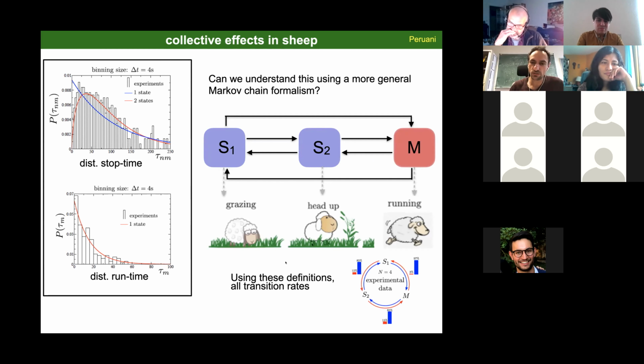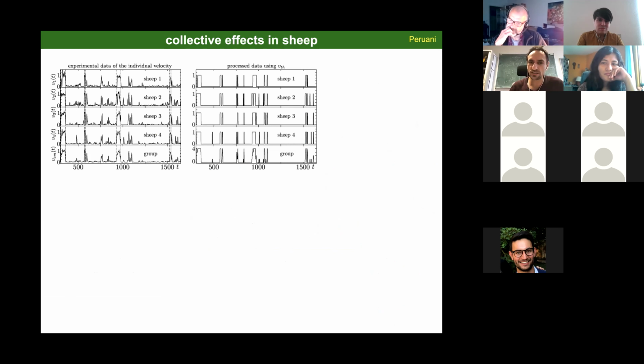With this definition, you can go to the experiments and compute for how long the animal is in each of these states. But what I showed you was what happens with one individual, labeled 1. If you look at the behavior of all the other individuals, this is the speed as a function of time again, and you see that they are highly synchronized.